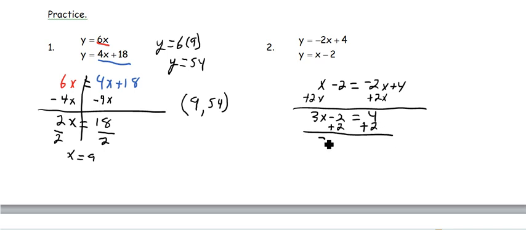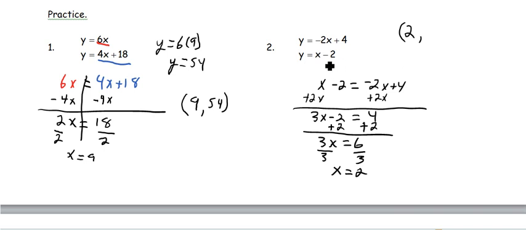I end up with 3x equals 6. Divide by my coefficient of x. Divide by 3, divide by 3. x equals 2. Now I can go ahead and put it into my answer right here. I know that x will equal 2.